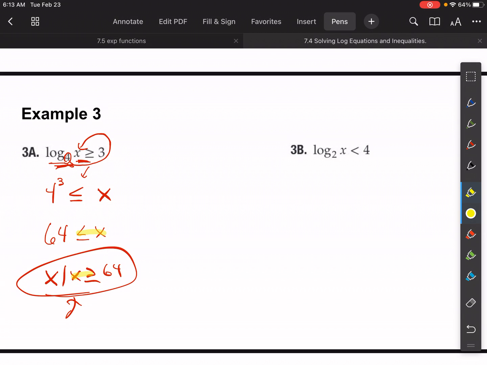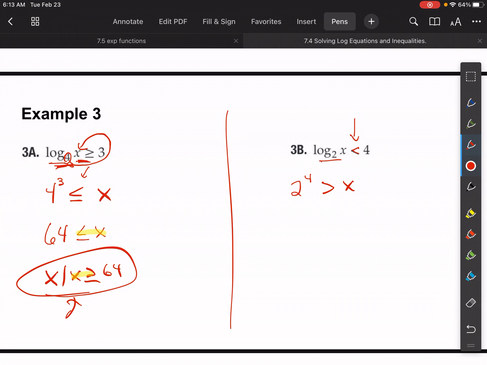Okay, let's do another one here for this one. Notice that the logarithm now is less than. That is crucial. So we have 2 to the fourth. And then since the x here has the alligator eating that 4, it's going to go this way.